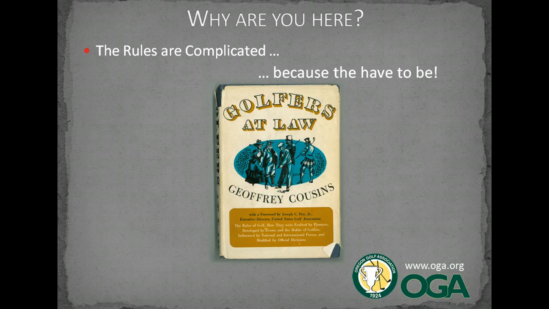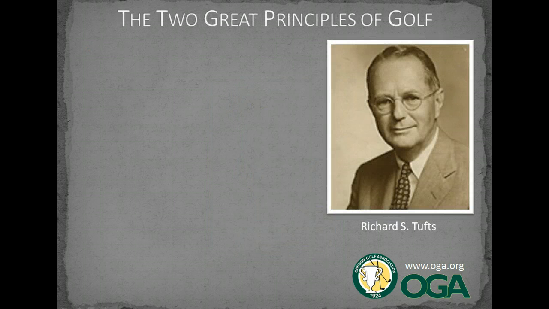So they need to be able to take all of these factors in before they can really address what goes on on a golf course. So yes, they're complicated. Unfortunately, there's a reason for that, and really it just comes down to because they have to be. They have to be able to deal with every situation that could come about. The 2 great principles in golf, well, these were coined by a man named Richard S.